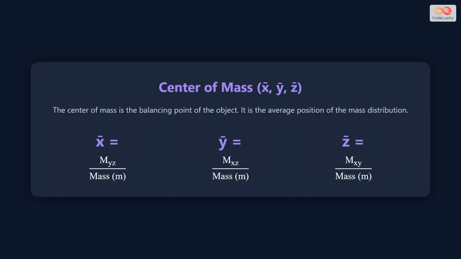Once we have the moments and the total mass, finding the center of mass is straightforward. The center of mass is defined by three coordinates, x bar, y bar, and z bar. To find x bar, we divide the moment about the yz-plane by the total mass. We do the same for y bar and z bar using their respective moments. Think of these as the average coordinates of all the mass in the object.